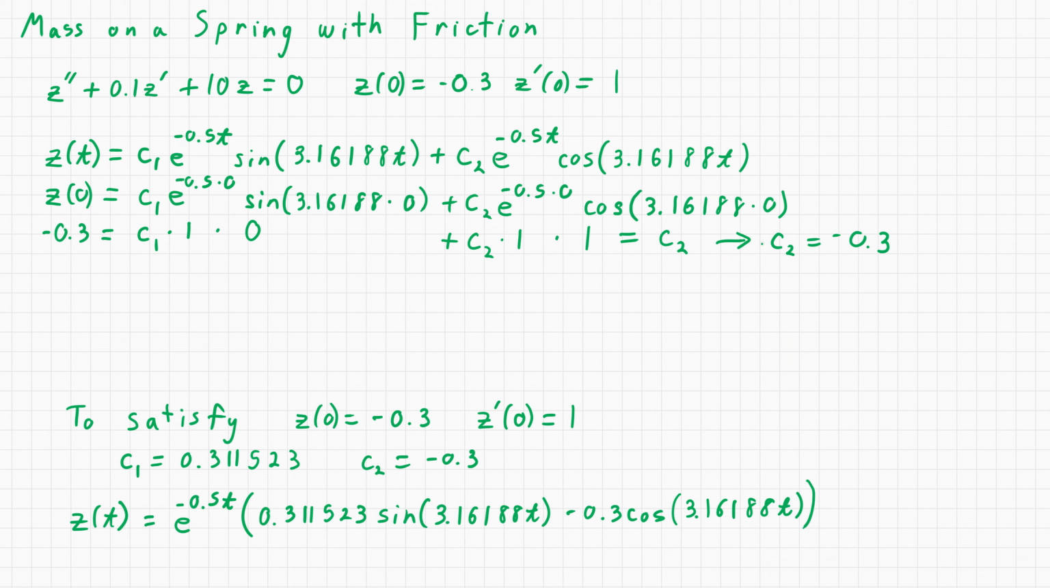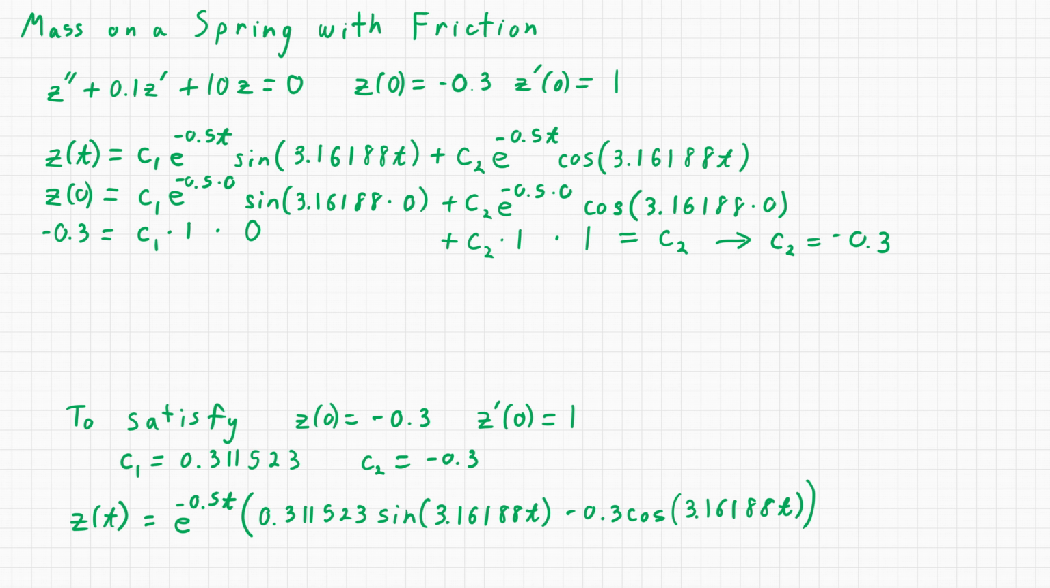All right, so that handles C2. What about C1? Well, we haven't used the other initial condition yet, so we're going to go ahead and use that. So we have z prime of 0 equals 1, and this is the part that kind of sucks. We have to take the derivative of this whole thing. All right, so here we go.